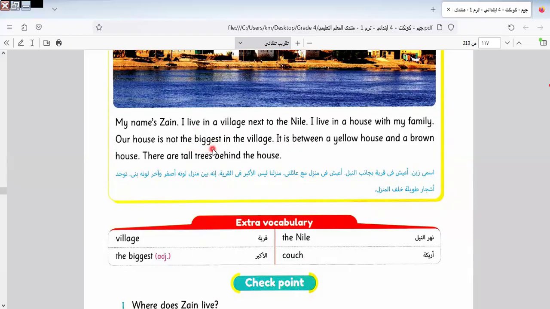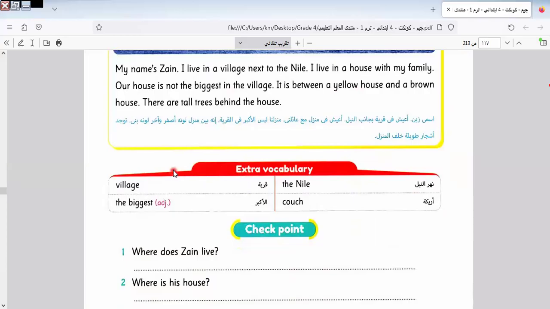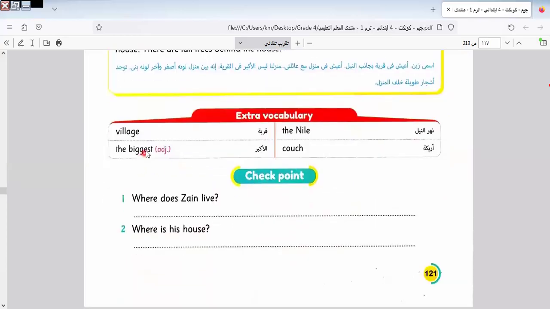So you are studying. When we are listening, I will say superlative, so this means you studied what we took. Our house isn't the biggest in the village. It's between a yellow house and a brown house. There are a lot of trees behind the house.